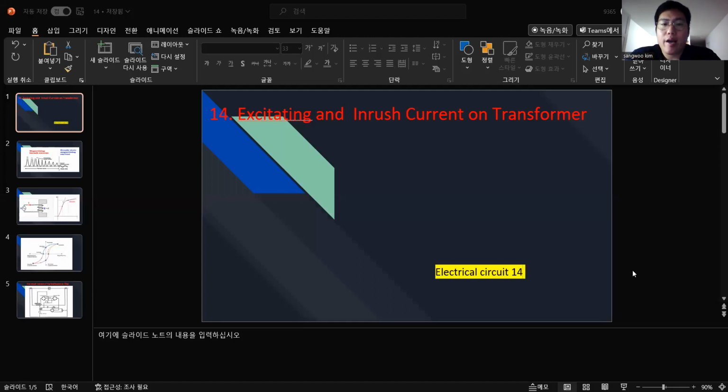Today we will learn about excitation current and inrush current on a transformer, and why they happen. We haven't learned about transformers yet, but in the future we will. For now we need to know about this inrush current and excitation current. It's also related to reactors, which is why I'm explaining it.